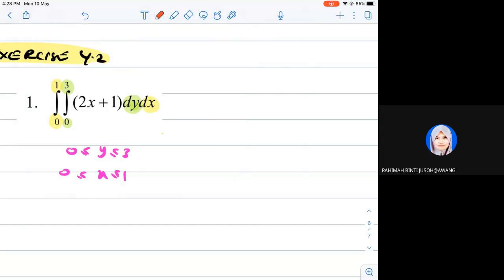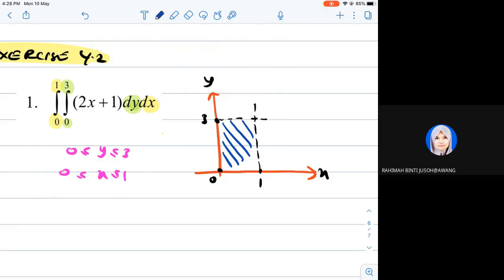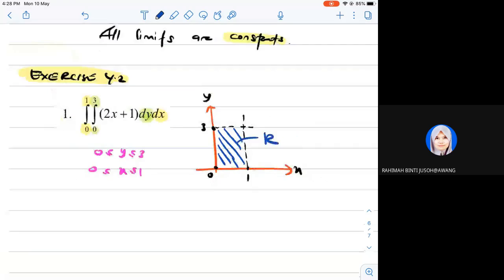Okay, then now kenapa dia jadi rectangular? Because if we plot the graph of the region, X and Y, you ada Y from 0 until 3, let's say here 3. And then X from 0 until 1. So kalau you tengok dia punya region memang rectangular. Okay, so this is the region. Ni kan rectangular region. This is region R.